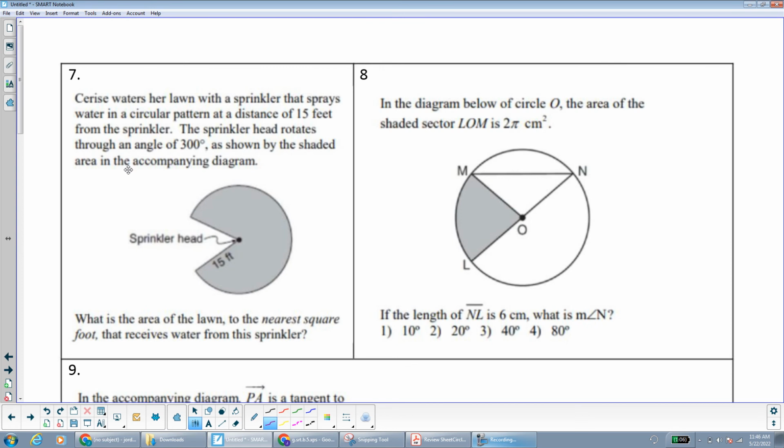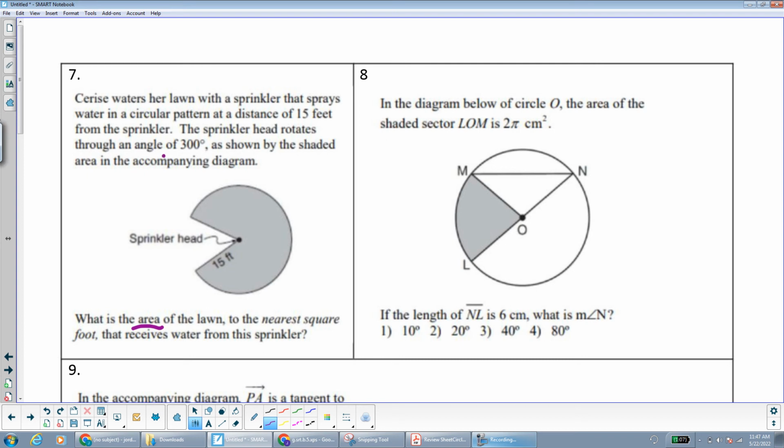For number 7, we have a sprinkler here, and the sprinkler is rotating according to this diagram, the shaded part of the diagram. And it's asking us to find the area of the lawn. So basically, we're finding the area of the sector here. Remember, a sector is just a section of a circle. So we're finding the area of the shaded sector.